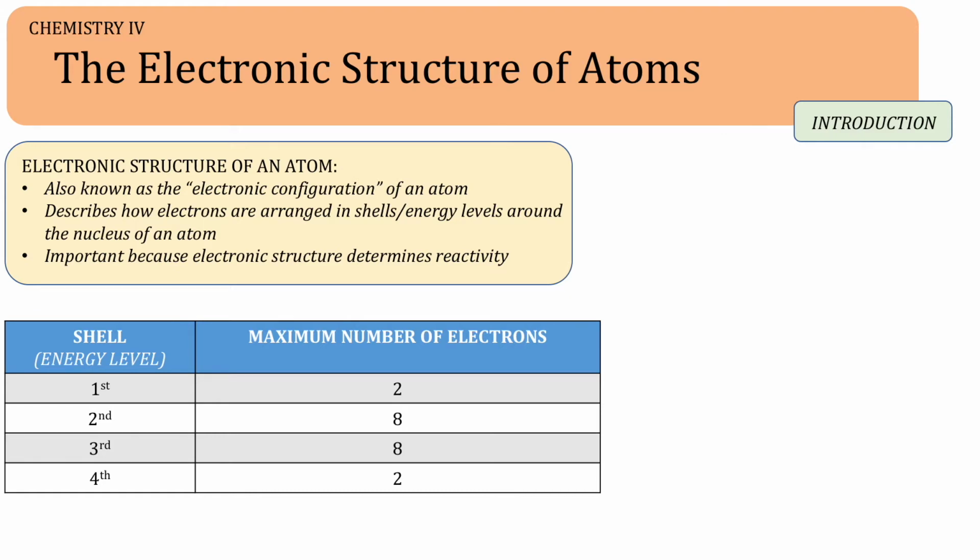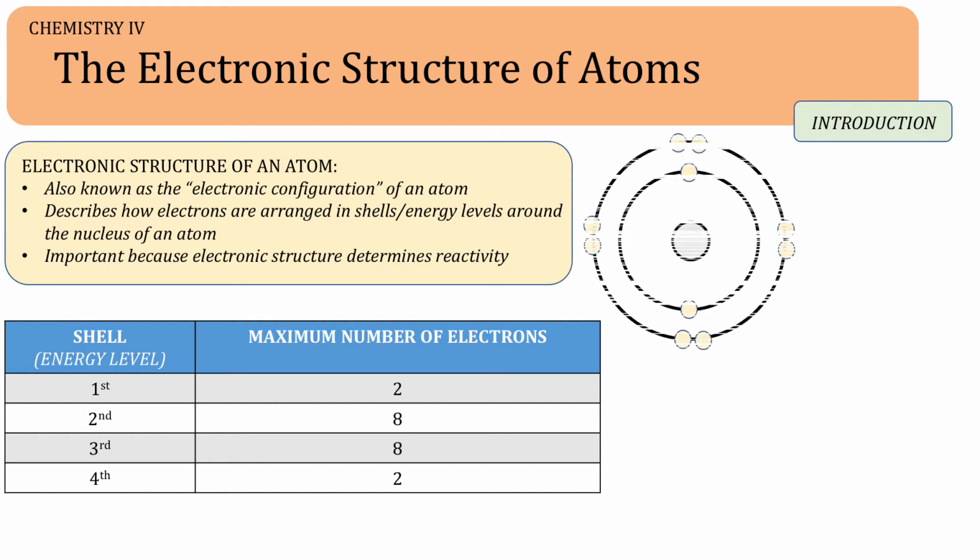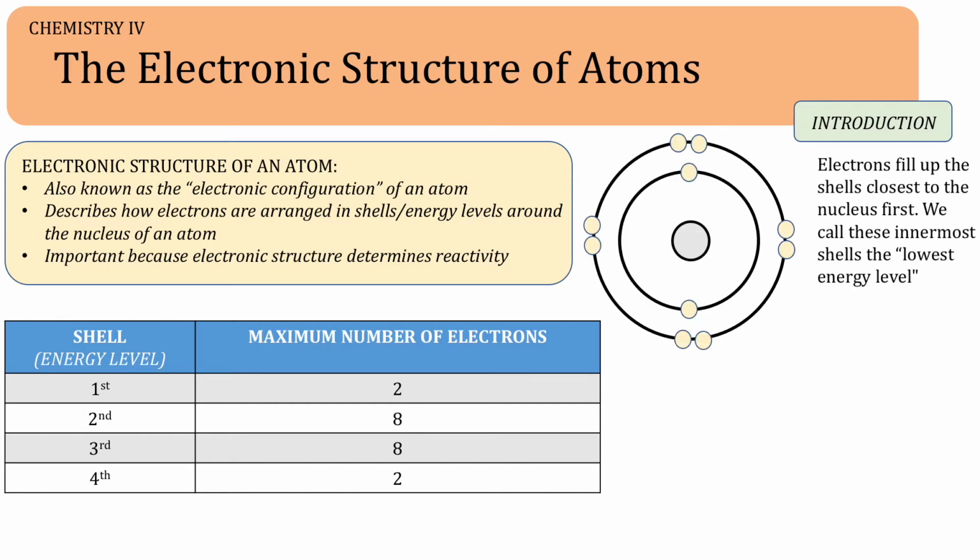So if we look here, we have a random atom. Altogether, it's got 10 electrons, right? So the first 2 have to go into the first shell because that's just the way it fills up, and the remaining 8 are in the second shell, and the second shell is what we say is full now, okay? Because you can't add any more electrons into it. So it says here, electrons fill up the shells closest to the nucleus first. We call those innermost shells the lowest energy levels, right?